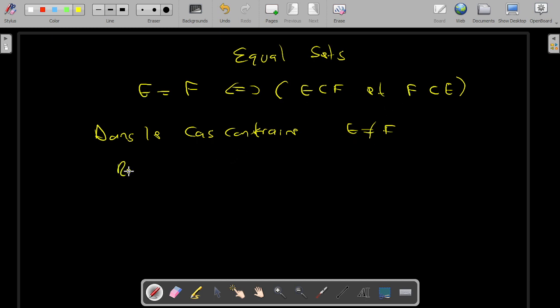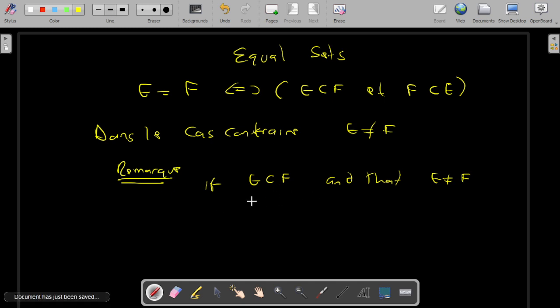Now here I can make a very important remark that you guys have to keep in mind. If E is a subset of F and E is not equal to F, we say that the inclusion of E in the set F is going to be strict. So if E is a subset of F and E is not equal to F, meaning the other inclusion, the inclusion of F into E, is not true.